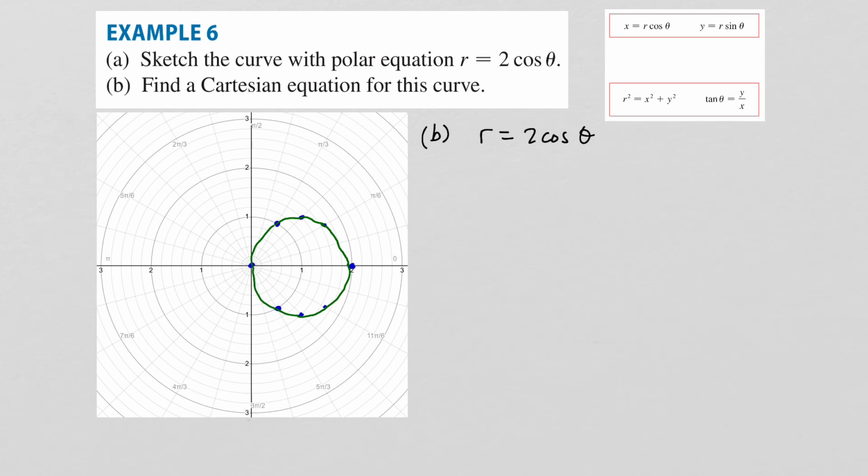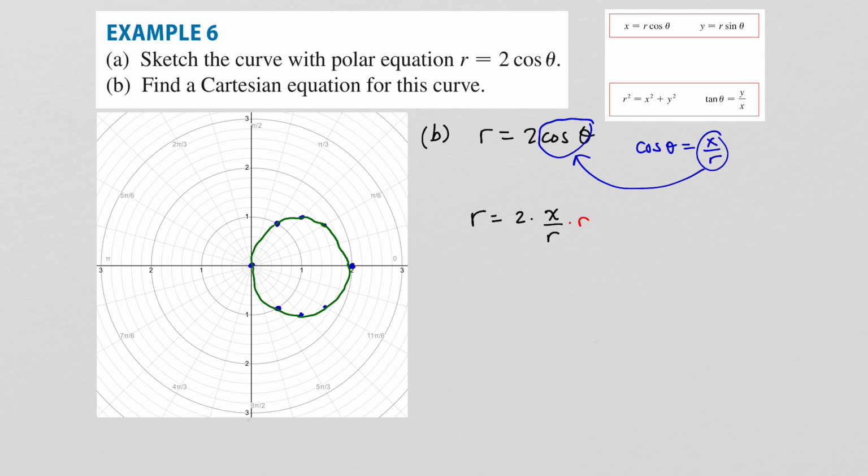And since that is the case, we can make a substitution. If we solve for cosine of theta, we know cosine is x divided by r. So I can put x divided by r in for cosine of theta. If I do that, I get r is equal to 2 times x divided by r. Now this is a strange place to be because this is neither a Cartesian equation nor a polar equation because we have both x's and r's. So we're halfway through the process of converting it.